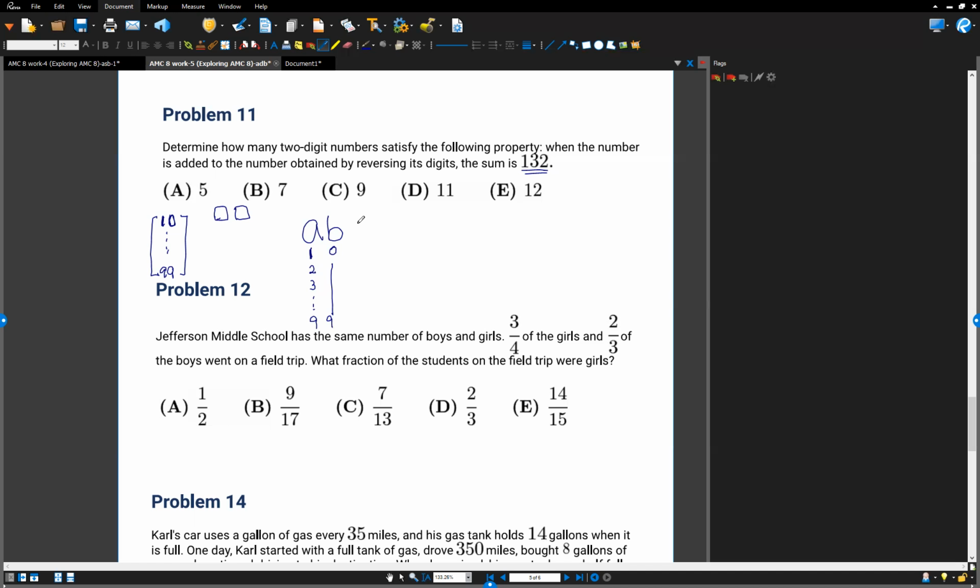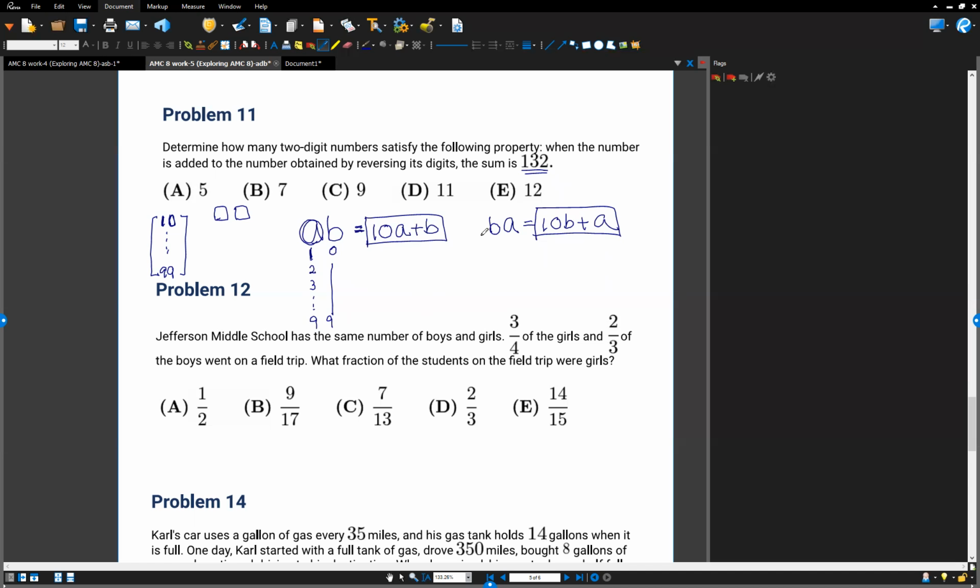But what is the value of this one? A is the tens digit, so times 10. The actual number must be 10 times A plus the unit digit B. That's the expression of a 2-digit number. Now the next one, BA. BA is 10 times B plus A. This is the value of the 2-digit number in reverse.